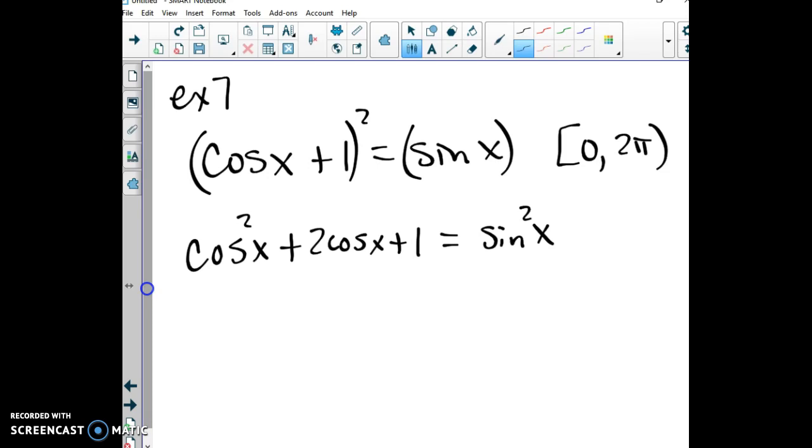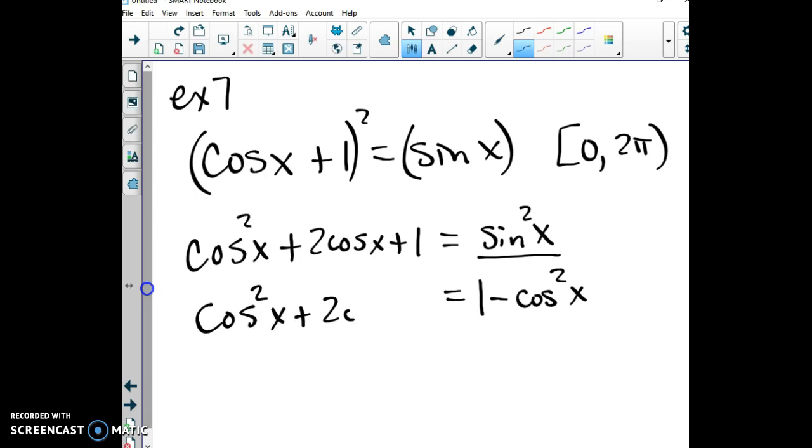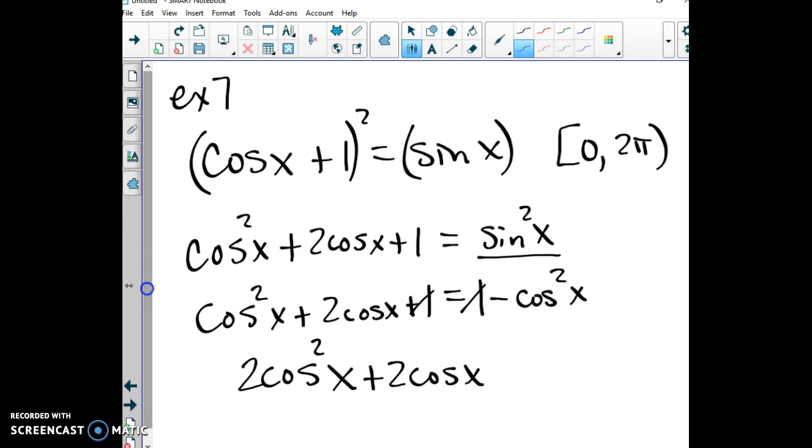And we can see that now we can turn this completely into terms of cosine. Sine squared is 1 minus cosine squared x. And now we're going to rewrite and gather terms on the same side. So subtracting 1 from both sides, those disappear. Adding cosine squared x to both sides, we get 2 cosine squared x plus 2 cosine x is equal to 0.